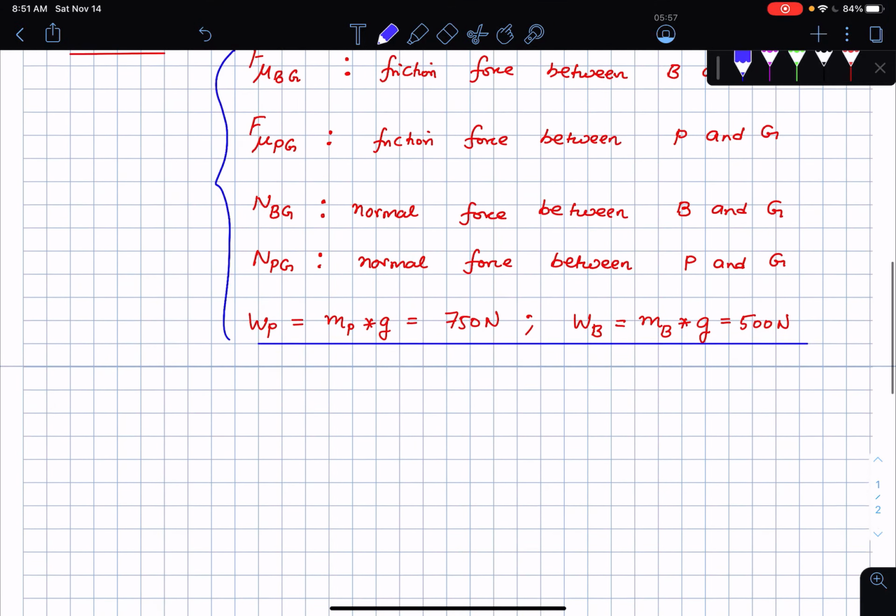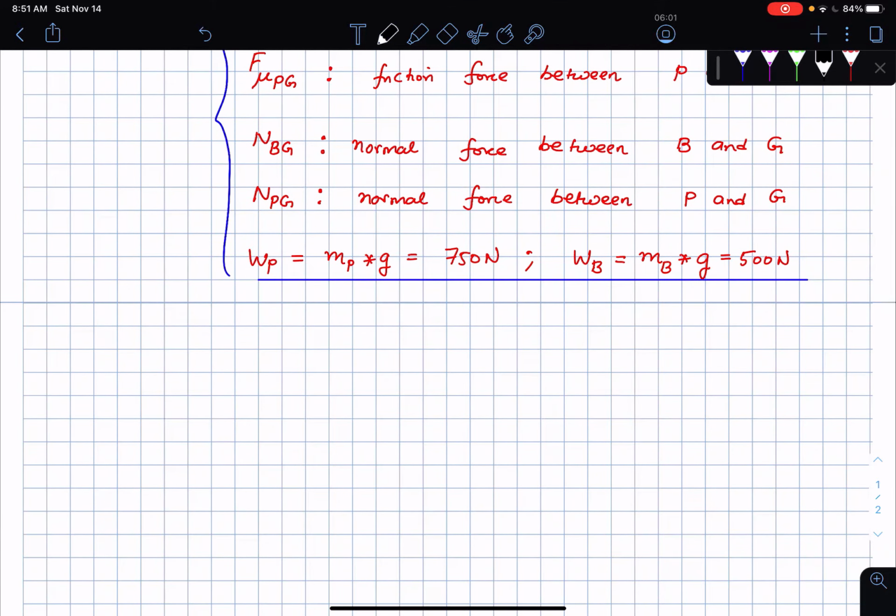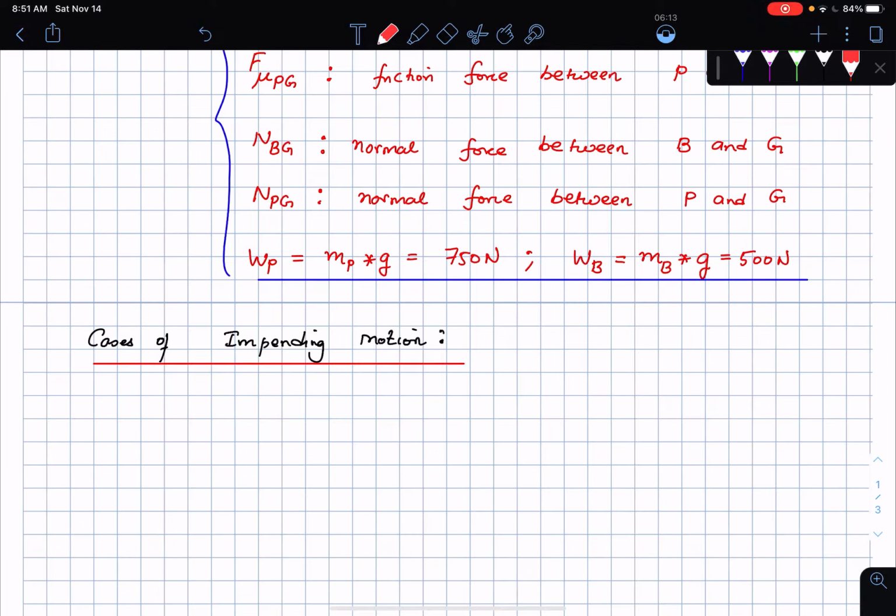All right, so what are the cases of impending motion? In this problem there could be four. I'm just going to write down all of them, and then we will see what they are. Let's start off with case A.